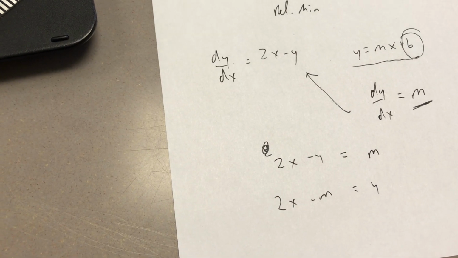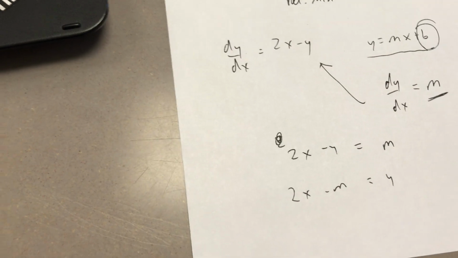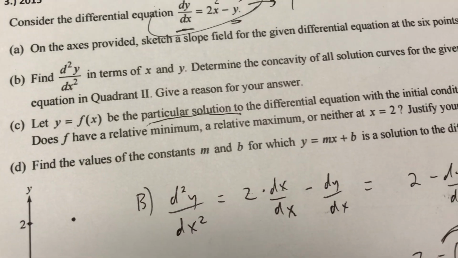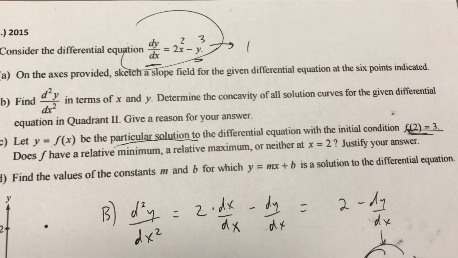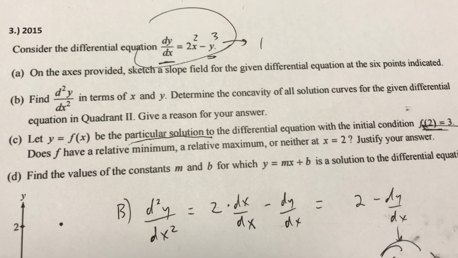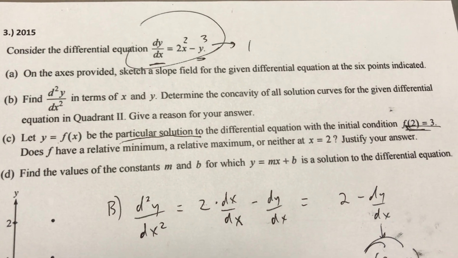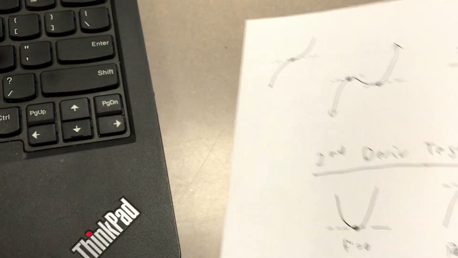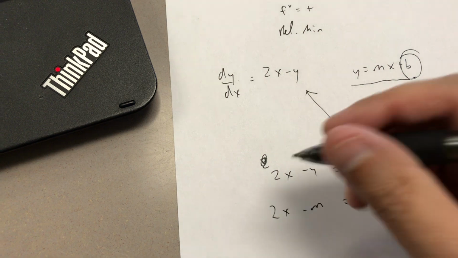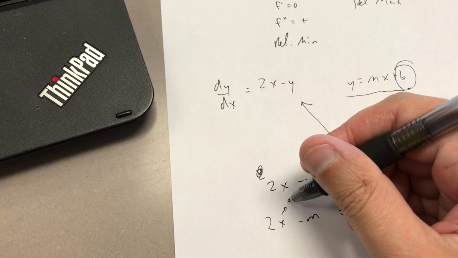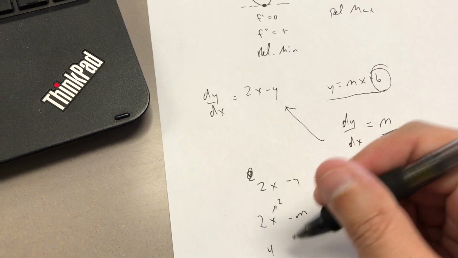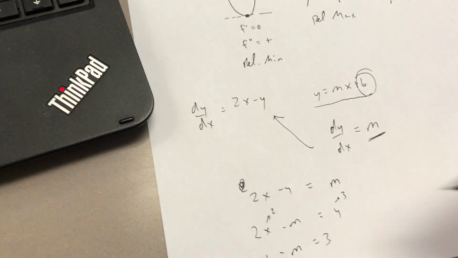What are they asking me to find here? Let me read the question again to see what they were asking for exactly. We want values that make this a solution to the differential equation. Basically we should be able to substitute in the point 2, 3, because it's got to pass through the point 2, 3. So when x is 2, y is supposed to be 3. So that's going to be 4 minus m is equal to 3.